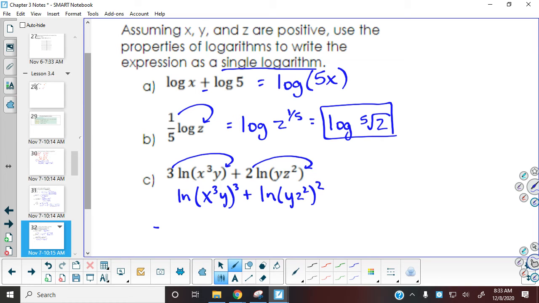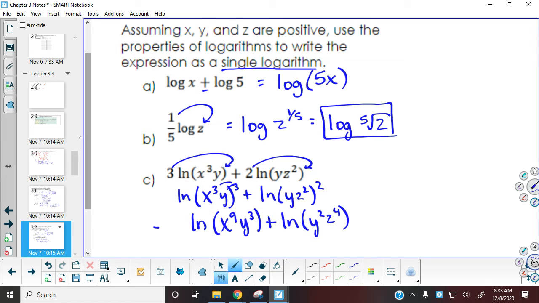Now, if we do our properties of exponents, when we take a power into a power, we are multiplying. And so at this step, we've got the natural log of x to the 9th, y to the 3rd, plus natural log of y squared z to the 4th.